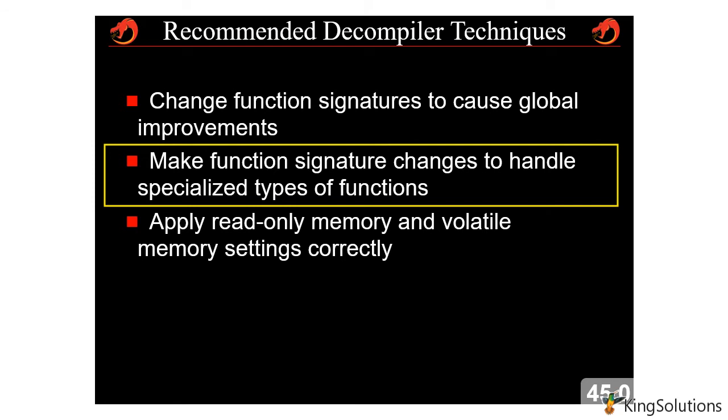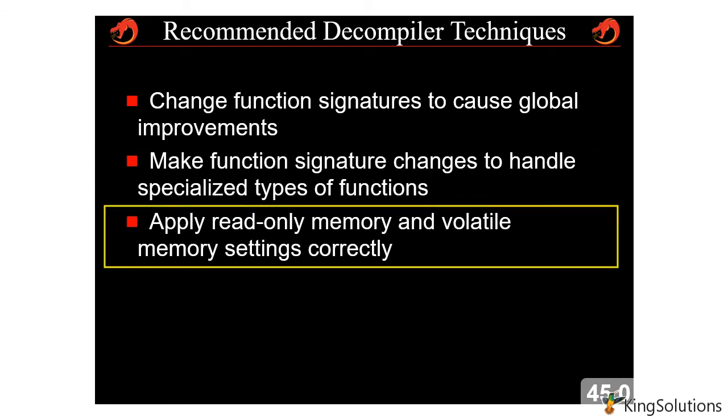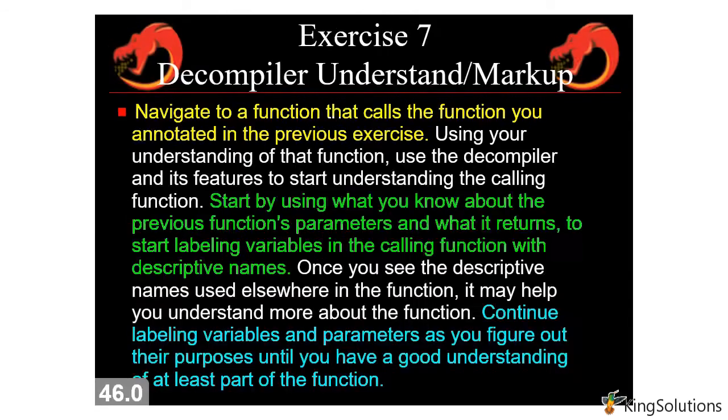However, in some special cases, such as functions with variable numbers of arguments, you can override a signature from the call. Use the override signature action from the right mouse menu in this case only. Apply read-only memory and volatile memory settings correctly. Examples of read-only memory include indirect pointers to data and global values in memory used as constants. If the decompiler thinks the pointers are not constant, then it won't follow them to the data they are referencing.